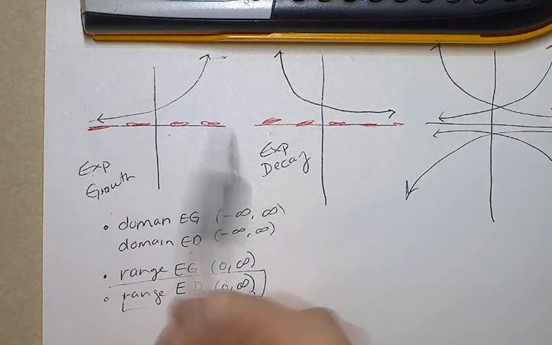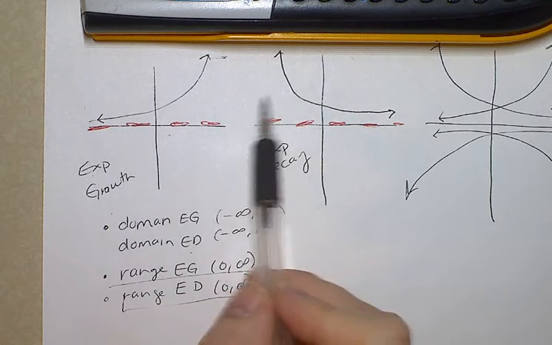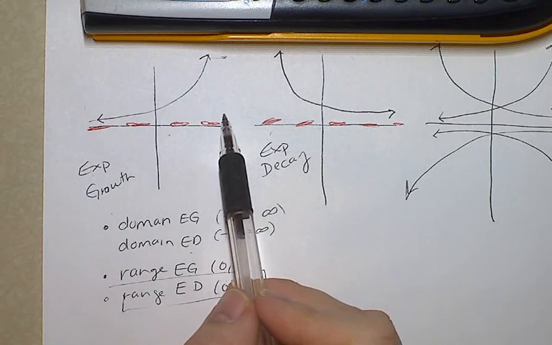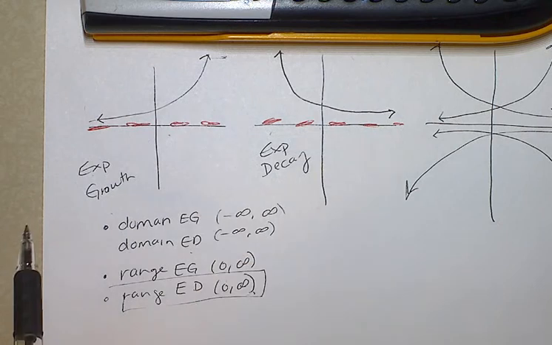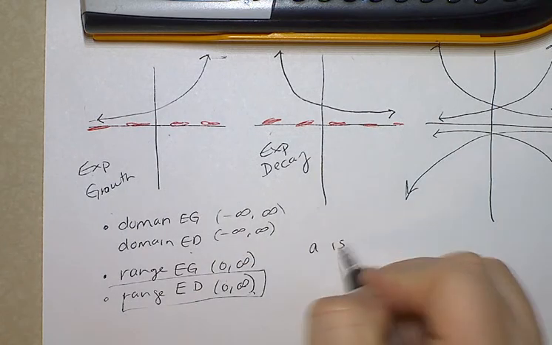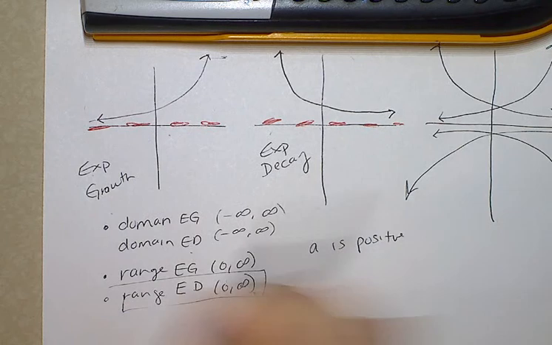Turn to your partner. What is the A value for both? You don't have to give me a value. Tell me what type of number. A is here and A is here. A is positive.